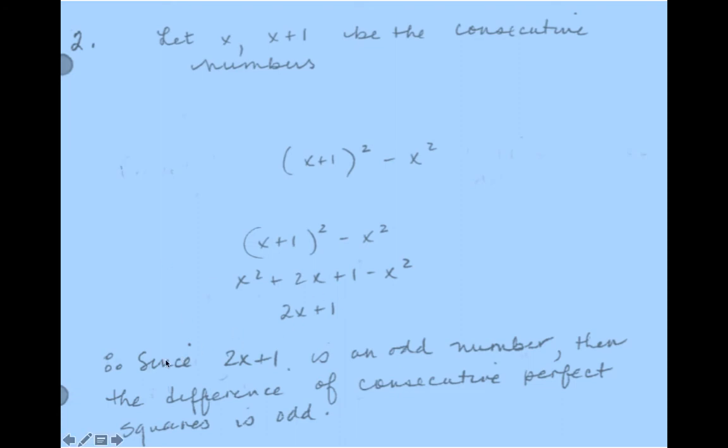So here I go. Since 2x plus 1 is an odd number, the difference of consecutive perfect squares is odd. And what we've done here is we've started with a generalization. We've done some logic with our algebra, and then we've come to a conclusion that is a complete proof. There is no possible counterexample that could come in and blow this theory out of the water. And keep in mind that what we're doing when we go through this process is using deductive reasoning.